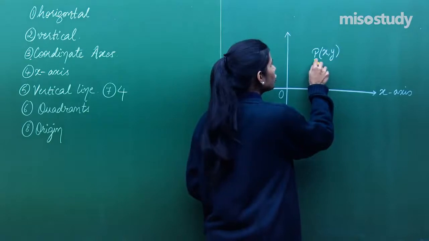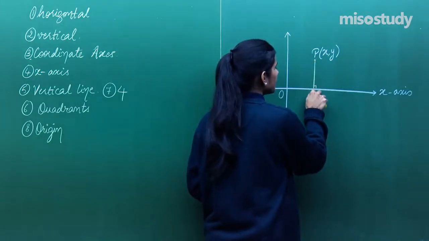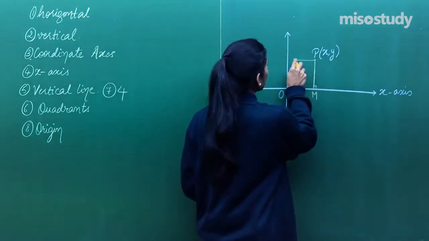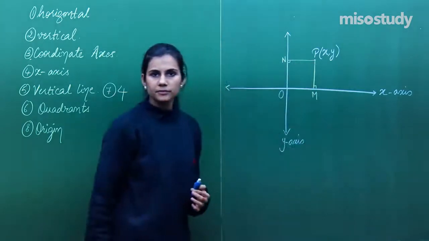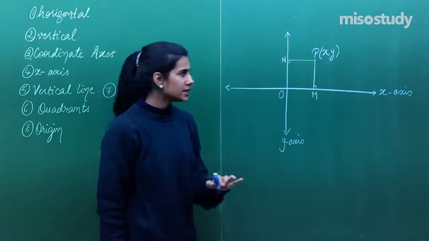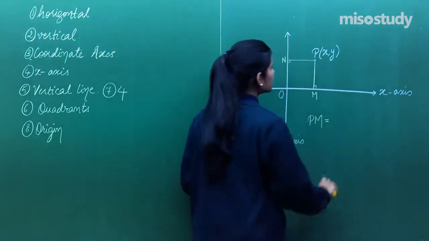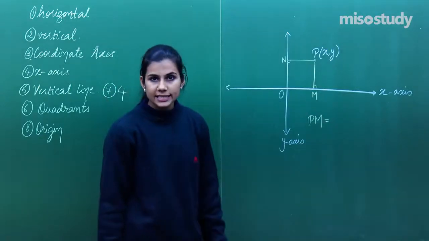From P, you drop a perpendicular onto the x-axis. Say this point is M. From P, you also drop a perpendicular onto the y-axis. Say this point is N. First of all, please understand what is PM. PM is the length of the perpendicular drawn from the point onto the x-axis.